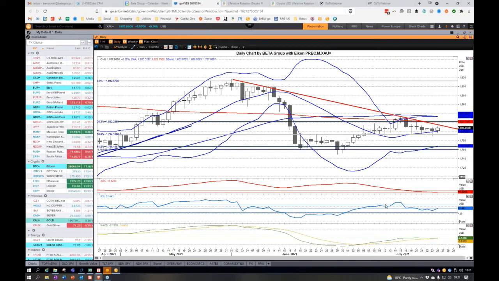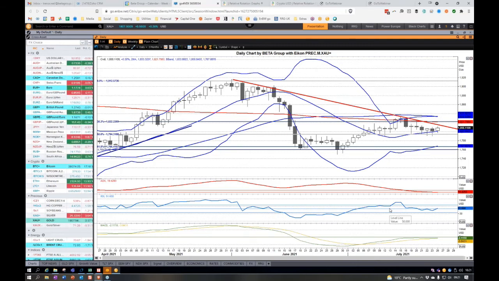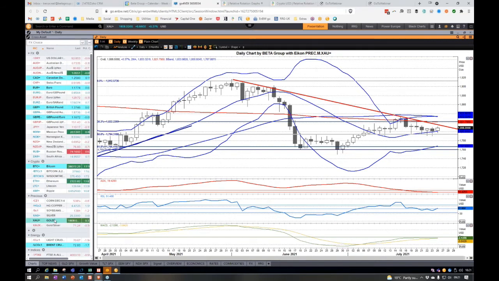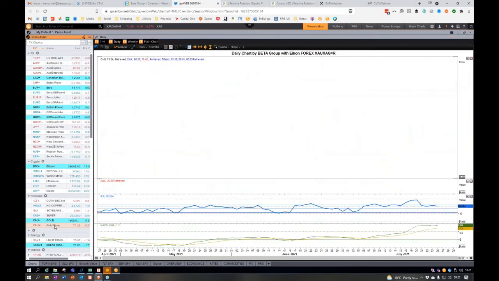The MACD is positive. The RSI came back to 50, so it corrected and is now turning up again. That's also a constructive message. So it looks like it's stabilizing, getting ready potentially to start another leg lower. We always look at this stage at the gold-silver ratio to make sure we're in the right one.